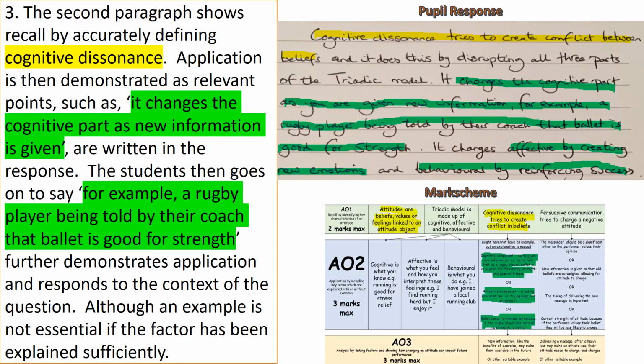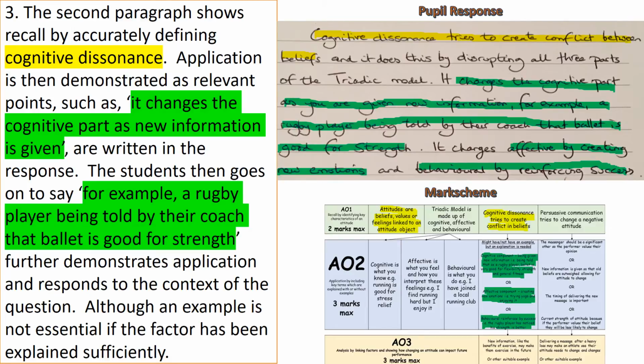Now if we cast our mind back to paragraph 1, cognitive dissonance was mentioned in paragraph 1, but there was no definition given. As a result of no definition, only part of assessment objective 1 was met. Now we have a definition in paragraph 2, assessment objective 1 can now be ticked off.